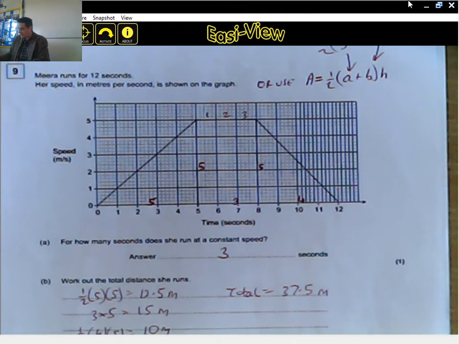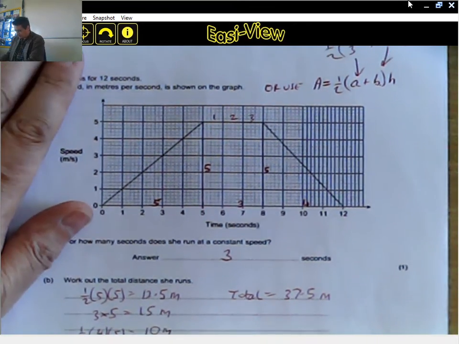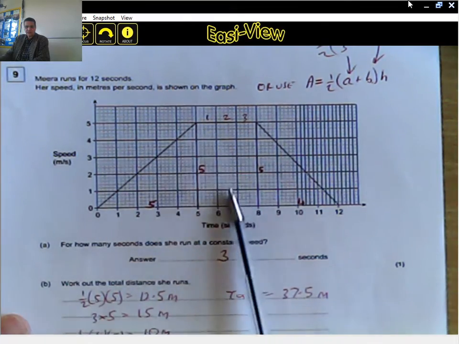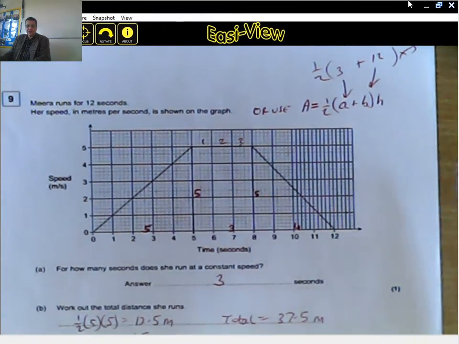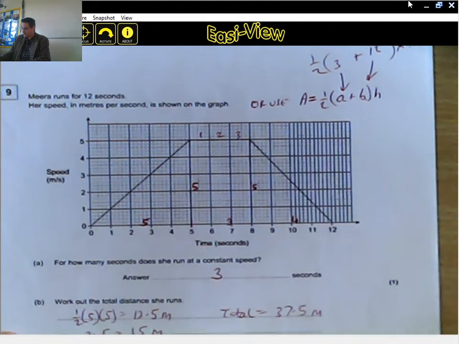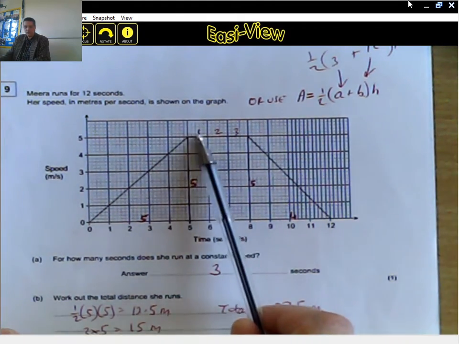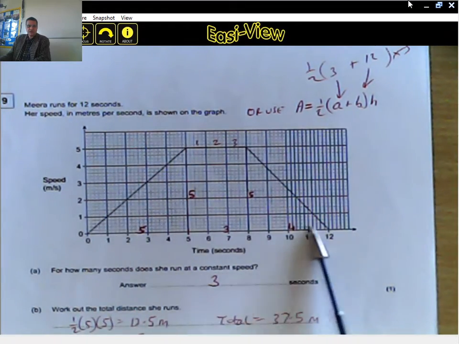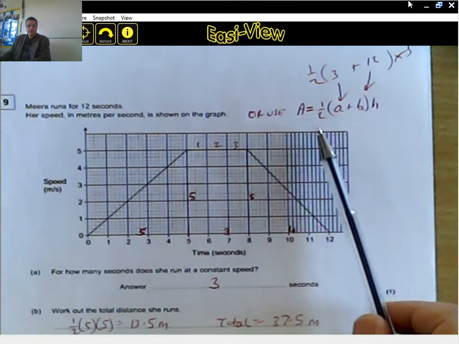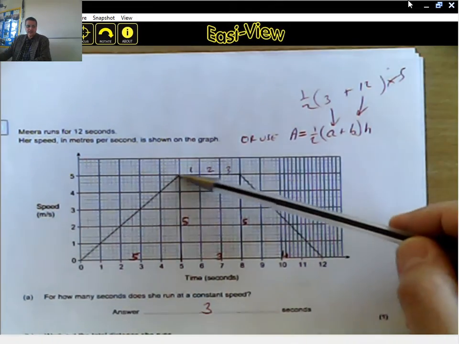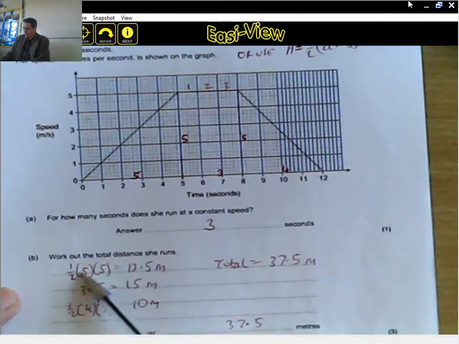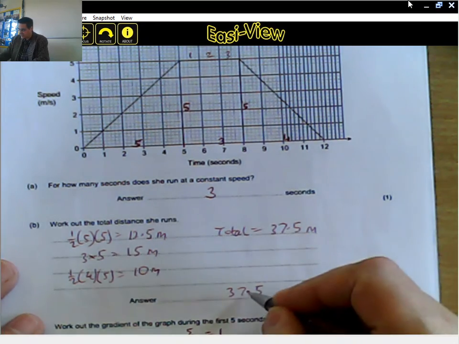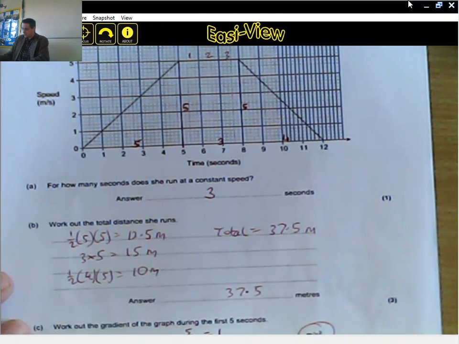What is the total area under the graph? That will be the distance that she covers. So we've got a triangle, a rectangle, triangle, or better still, use the trapezium. A equals half AB times H, and you need to substitute the A value, which is the distance across there, which is 3 seconds. B is the full 12 seconds. Half, times 5, because that's the height of the trapezium, and we'll get an area eventually, as 37.5 metres. So she engaged in a 37.5 metre sprint over 12 seconds.